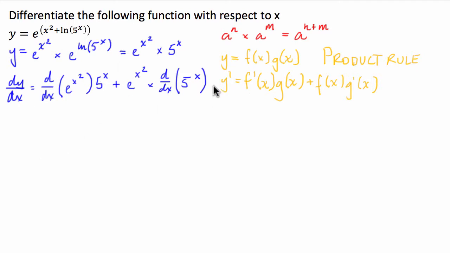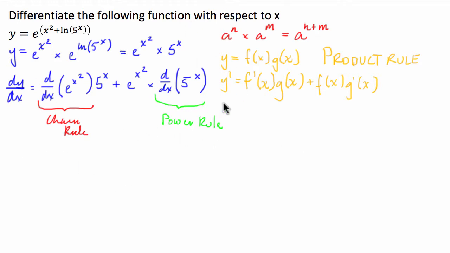Cool. So guys, to take these derivatives, I'm going to be using the chain rule for this part here. So this is going to be my chain rule part. And I'm going to be using the power rule for this part here. Cool.